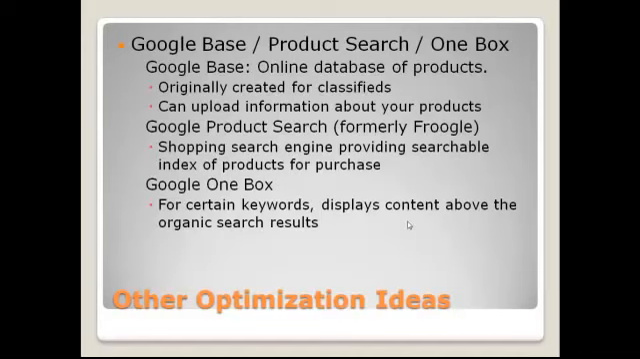There's a product called Google One-Box, and for certain keywords, it displays content above the organic search results. And this is becoming more and more prevalent. Google's showing image results. So we'll talk about vertical inclusion, vertical targeting a little bit later, but this is just a short example of how you can use some of the Google products to show some information and build link value to your site.